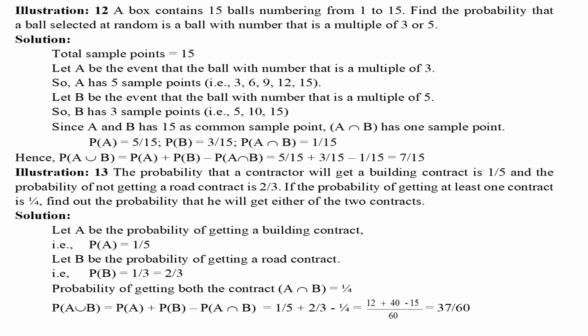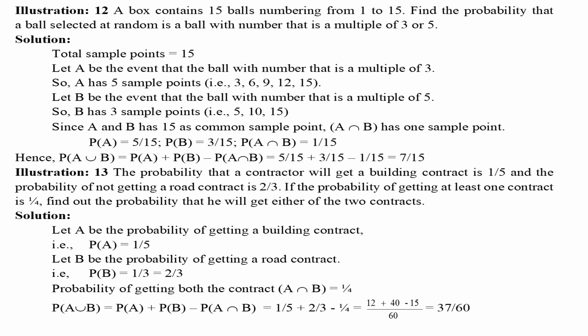Let A be the event that the ball has a number that is a multiple of 3. So, A has 5 sample points, i.e., 3, 6, 9, 12, 15. Let B be the event that the ball has a number that is a multiple of 5. So, B has 3 sample points, i.e., 5, 10, 15. Since A and B have 15 as a common sample point, A intersection B has 1 sample point. P(A) equals 5/15, P(B) equals 3/15, P(A intersection B) equals 1/15. Hence, P(A union B) equals P(A) plus P(B) minus P(A intersection B) equals 5/15 plus 3/15 minus 1/15 equals 7/15.